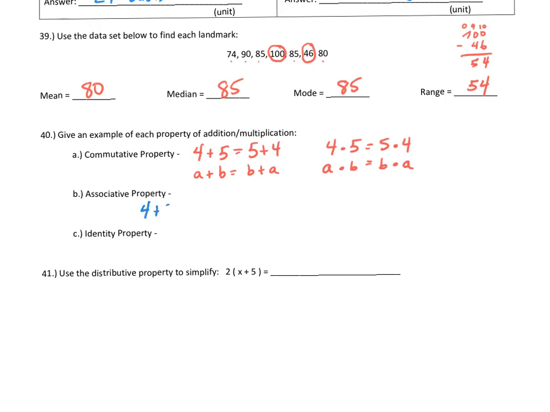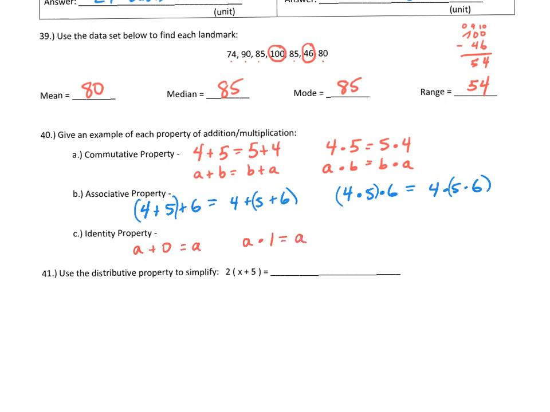So I could say 4 plus 5 plus 6 and group it this way. It's the same thing as doing 4 plus 5 plus 6 and grouping it this way. Same thing with multiplication. 4 times 5 times 6, grouping this way, is equivalent to doing 4 times 5 times 6 and grouping this way. And the identity property says that when I take a number that I'm going to call A, and if I add 0, I end up with A. I could also take that number A, multiply by 1, and that will also leave me with A.